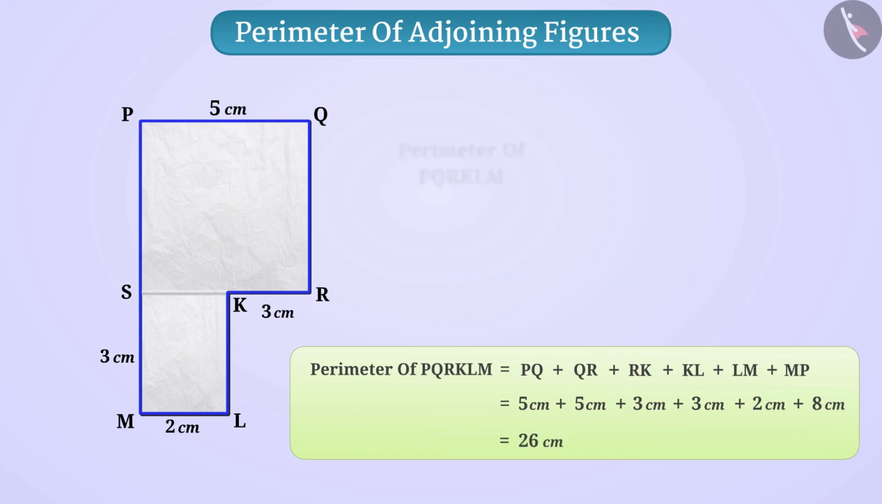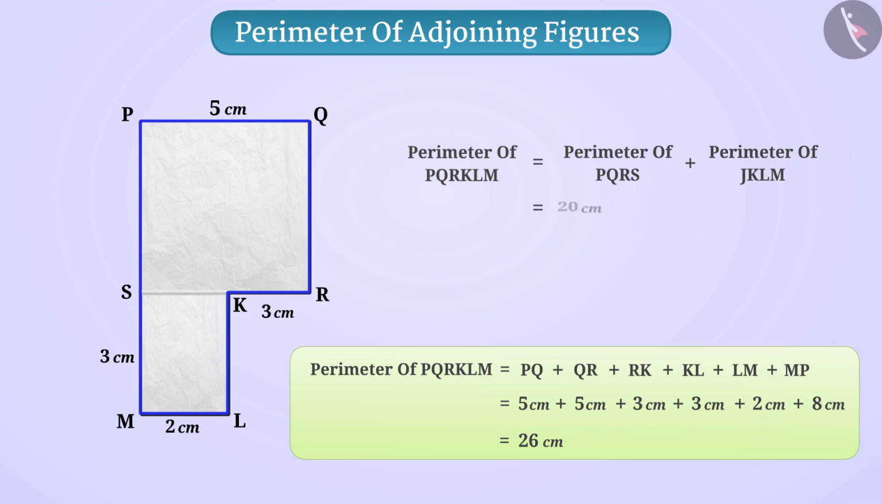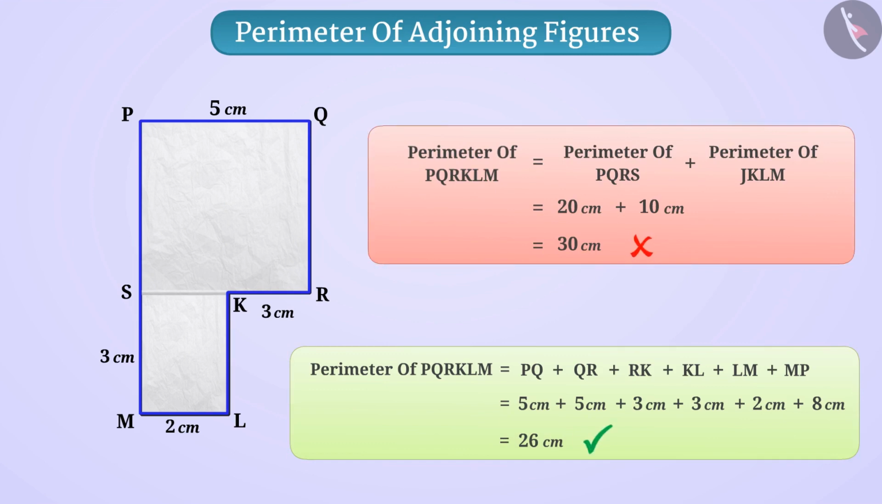Just think, can we add the perimeter of a square and the perimeter of a rectangle? No. If we sum their perimeters, then the result is 20 cm plus 10 cm is equal to 30 cm. The perimeters are different in both the cases. Therefore, it is wrong to derive the perimeter of the enclosed shape by the sum of the perimeters of shapes forming it. You must find out the reason for this by discussing it with your teacher.